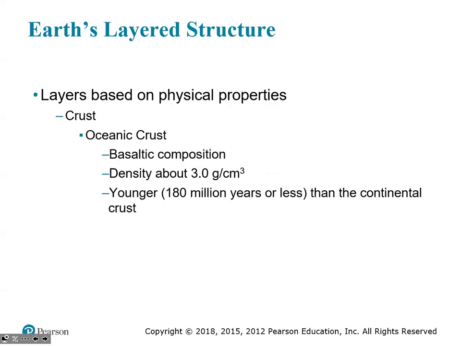Oceanic crust is basaltic in composition. Its density is about 3 grams per cubic centimeter, and it's pretty young. It's on the order of 180 million years or less, much younger than the continental crust.